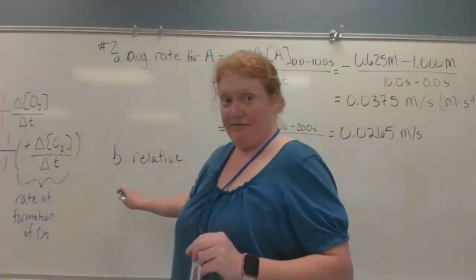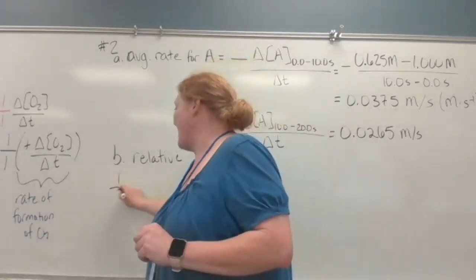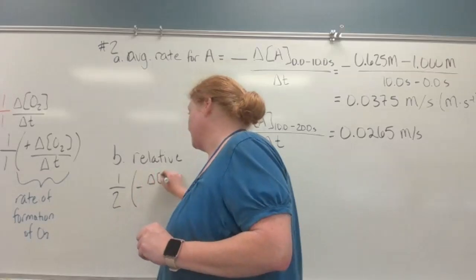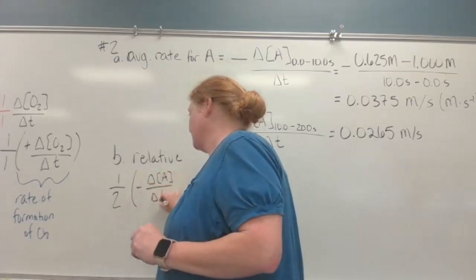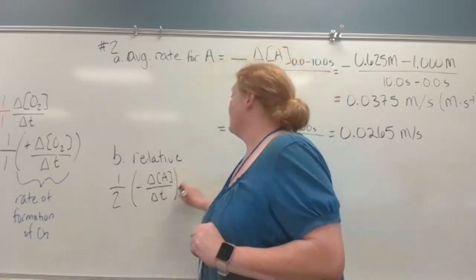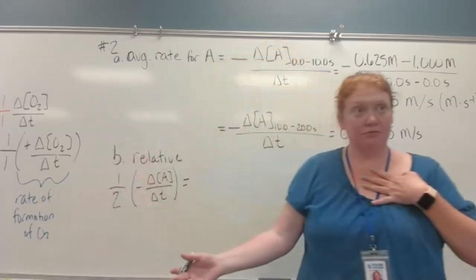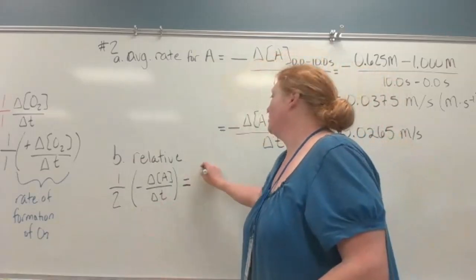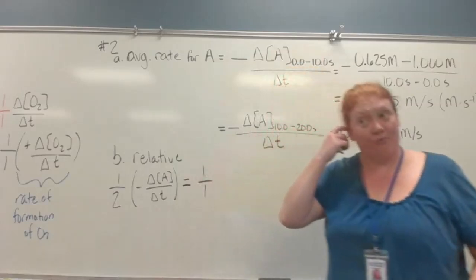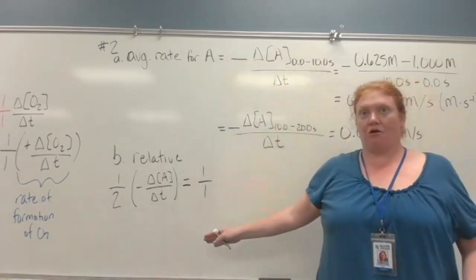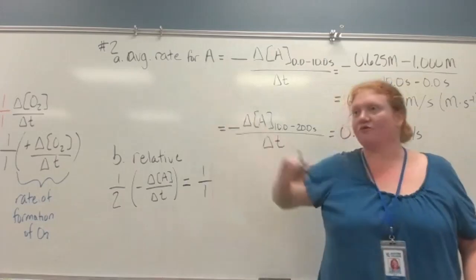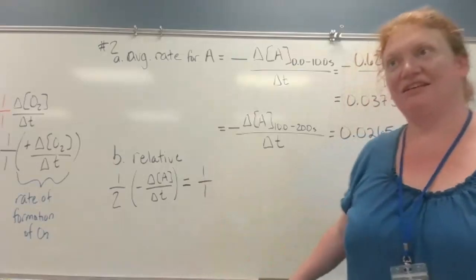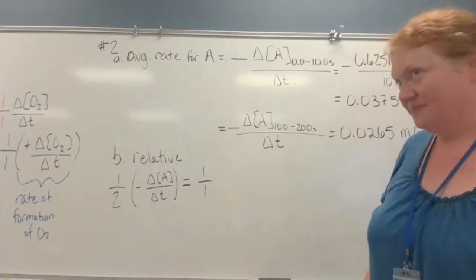Okay, for my A, if I take half of its rate, right, that has to be equal to what? The rate of formation of B. 1/1, because why? Our coefficient for B is 1. I'm going to write this, even though I understand it's 1/1, because you always got to do 1 over the coefficient.